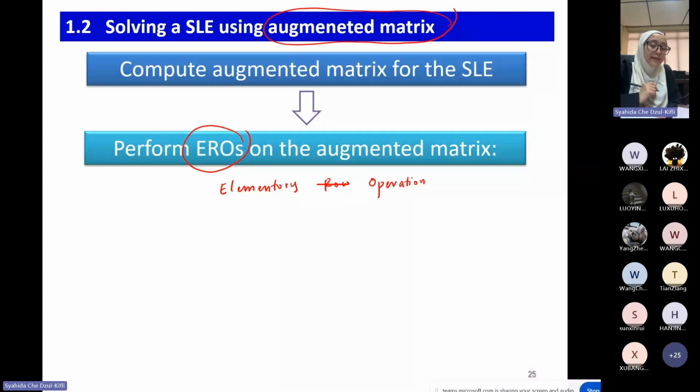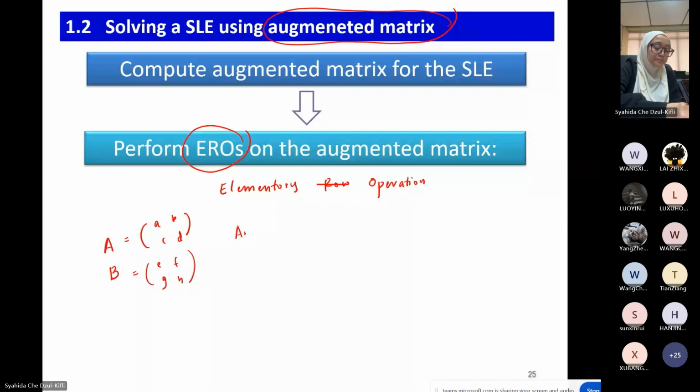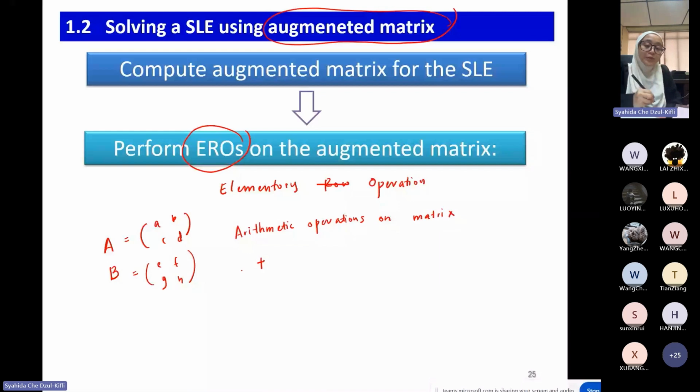Okay. Remember that, let's say we have A, B as a matrix. Let's say A, B, C, D, and this is E, F, G, H. What are arithmetic operations on matrix? We have plus, right? You can do A plus B, right? We can do A minus B.